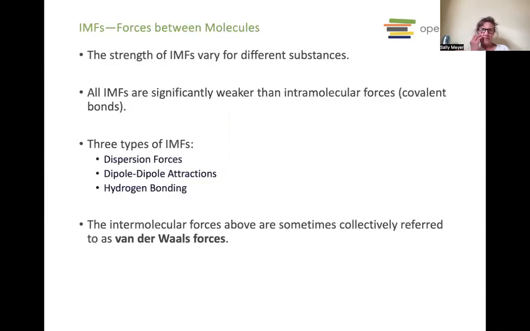So the strength of the intermolecular forces varies with different substances, and we'll go back and look at molecules to understand what that means. All are significantly weaker than intramolecular forces, which are the covalent bonds. And we have three types of intermolecular forces to worry about. First one is called a dispersion force. Second is a dipole-dipole attraction. And the third is a hydrogen bond. So the intermolecular forces above are sometimes collectively referred to as van der Waals forces.